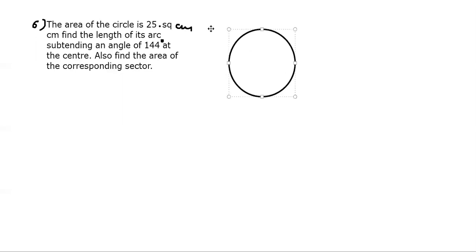Now, suppose this is the circle, and the area of the circle is given to be 25 square centimeter, and there's an arc which subtends an angle of 144 degree at the center. Okay. Now, what to do? See, now this angle is of 144 degree, and this is the arc. Let the arc be AB, and this is subtending an angle of 144 degree at the center. So what to do now? First of all, I would write down the solution.